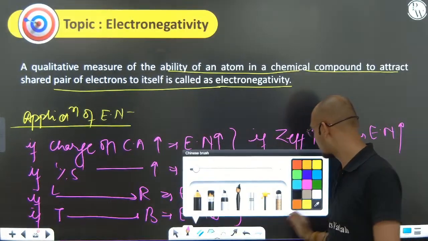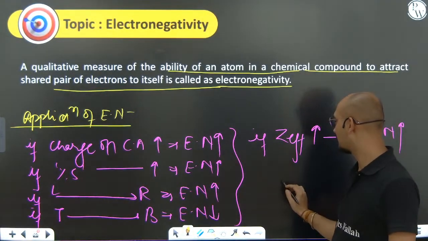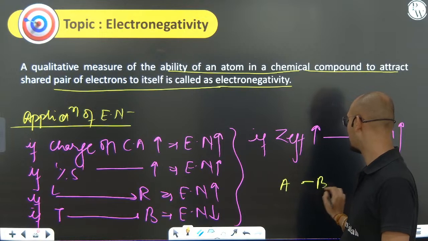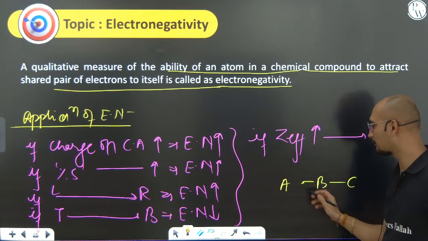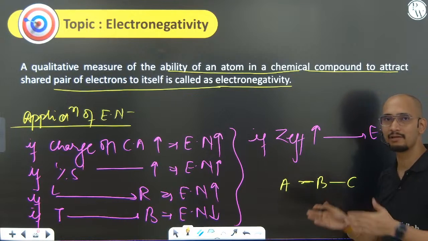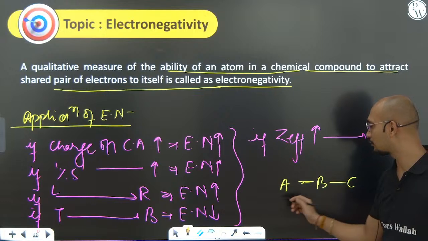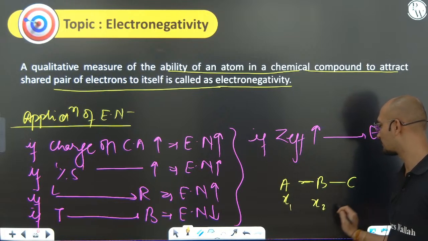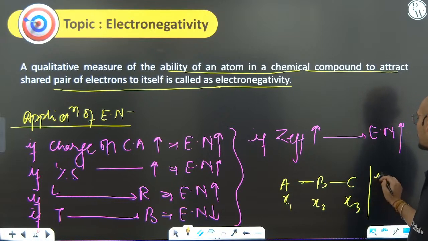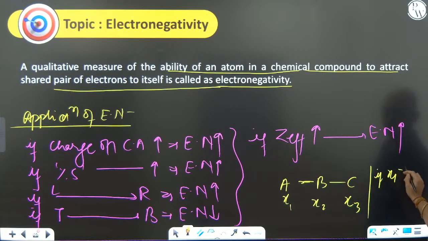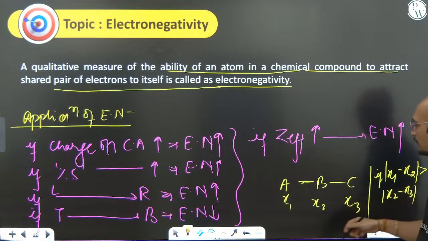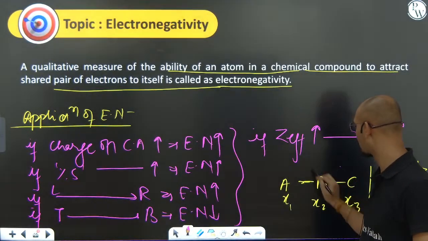Now in the application, let's say there is a bond A, then B, then C. If we put it into water, which bond will be broken? Whichever has more polarity, or electronegativity difference. Consider the electronegativities as x1, x2, x3. So if |x1 minus x2| is more than |x2 minus x3|, we can say A and B is the more polar bond, so which bond will be broken? It will be broken like this.